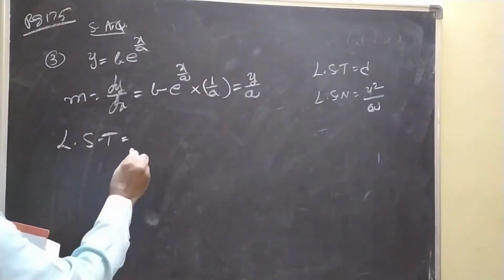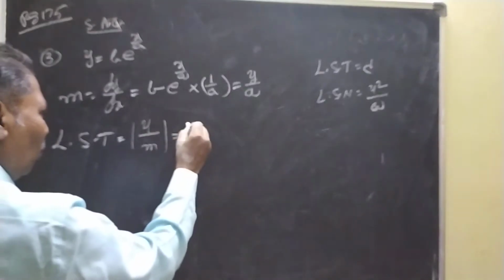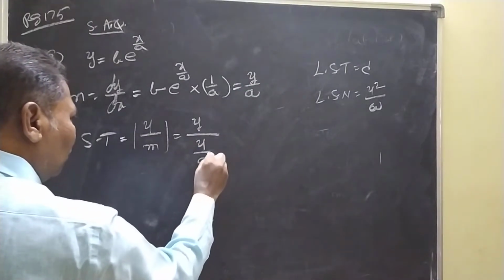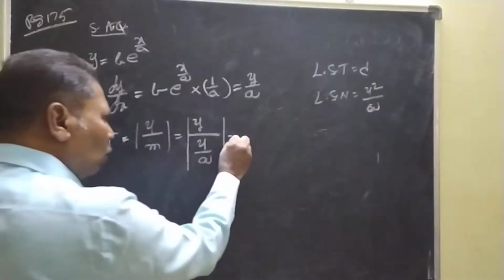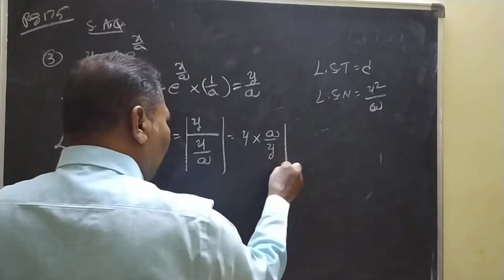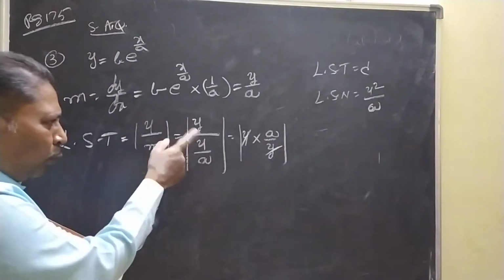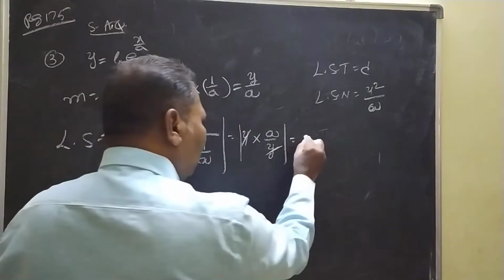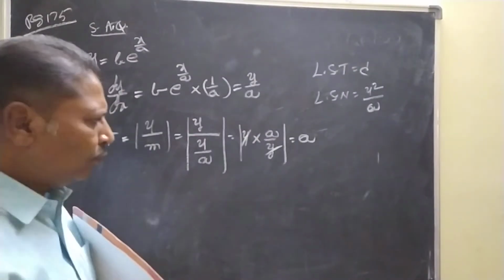Length of subtangent is y by m. Y by m value, y by a. So y into a by y, take its reciprocal. Y cancel. A, that is a constant.